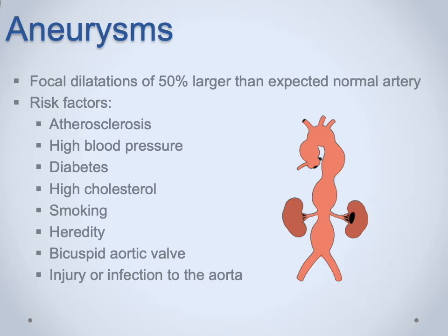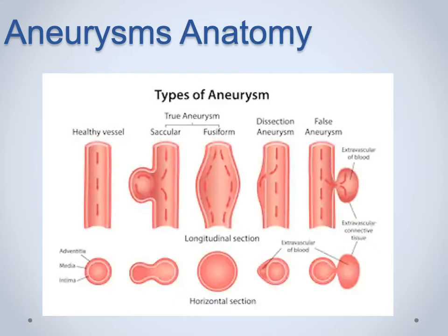The risk factors for aneurysms are atherosclerosis, high blood pressure, diabetes, cholesterol, smoking, hereditary factors, which often result from a connective tissue disorder, as well as a bicuspid aortic valve, injury, or infection to the aorta. Now, there are multiple different types of aneurysms.